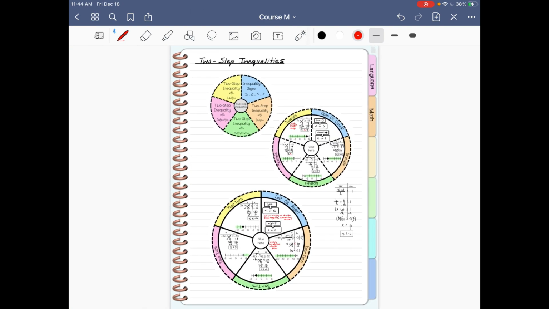That is a very thorough review of two-step inequalities. So when you put this wheel together, this is one of the pieces that you need to review before a test. Make sure that you can do all those examples before a test and that you understand all of the rules, and you should be fine on inequalities on a test.